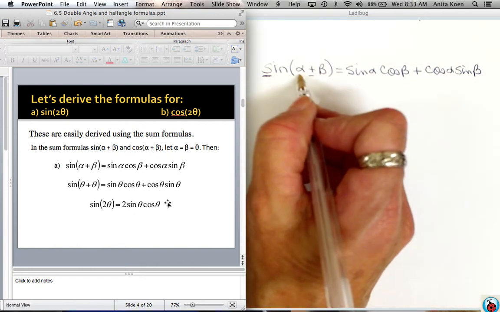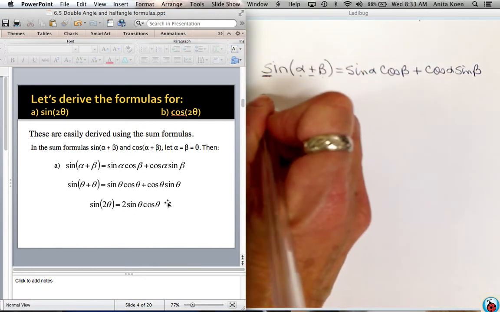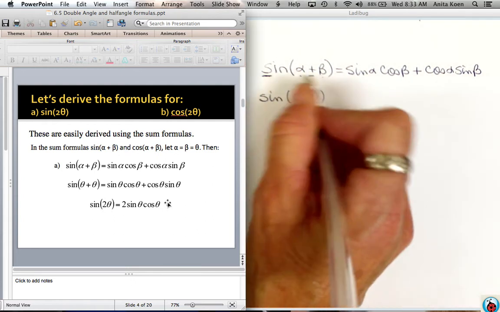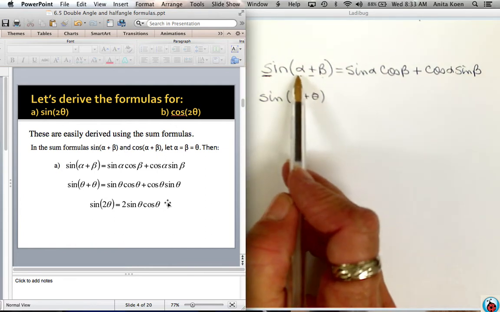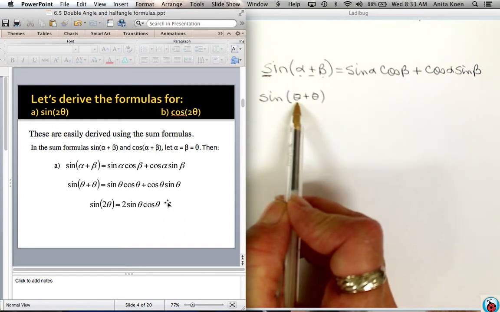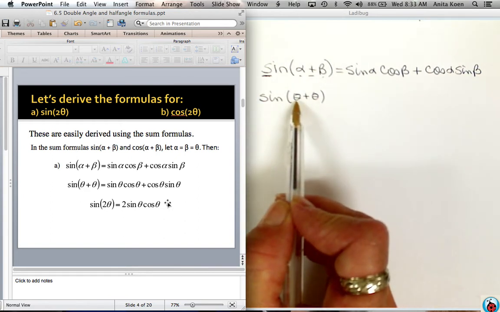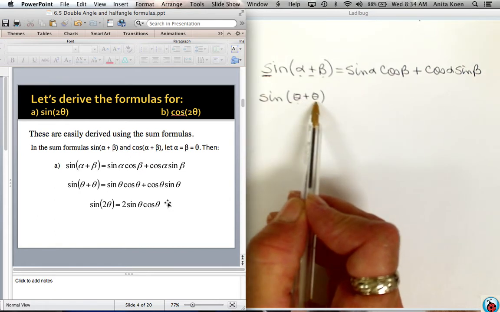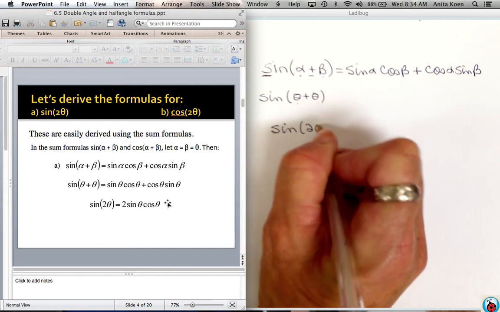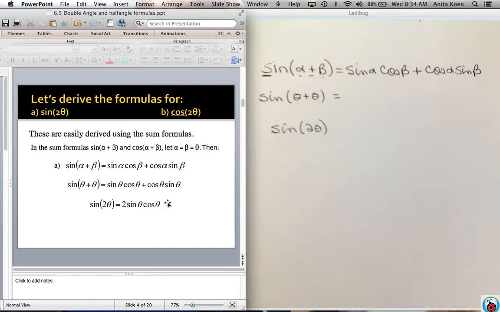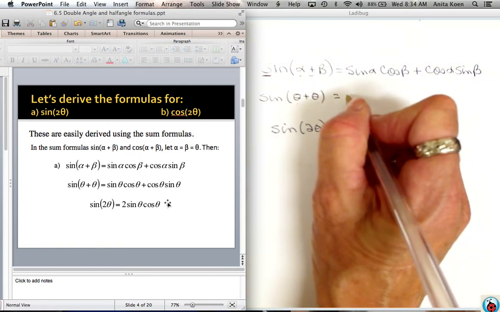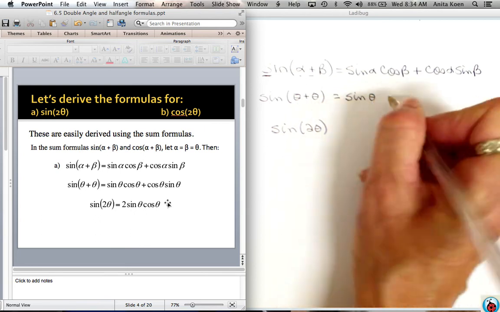Alright, so what we're going to do is say, what would happen if we let alpha and beta be exactly the same angle? So instead of two different angles, alpha and beta, I'm going to let alpha and beta be equal to each other. So I'm going to call those angles now theta. So now I have the sine of theta plus theta, which is the sine of 2 theta. So now everywhere in our sum formula that we see an alpha or a beta, we're going to insert our theta.